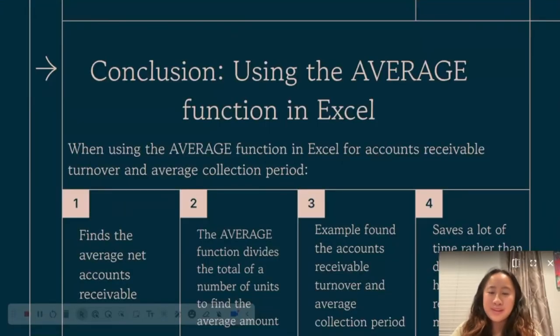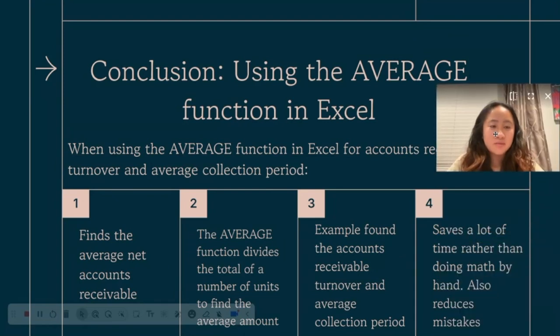So, in conclusion, when using the average function in Excel for accounts receivable turnover and average collection period, we find the average net accounts receivable. The average function divides the total by the number of units to find the average amount. The example that we provided found the accounts receivable turnover and average collection period, and it saves a lot of time rather than doing math by hand, and it also reduces mistakes.